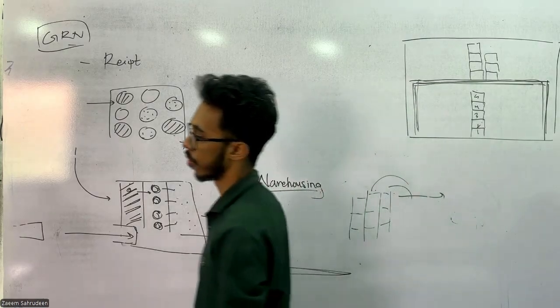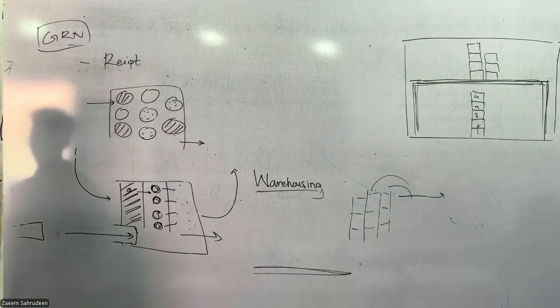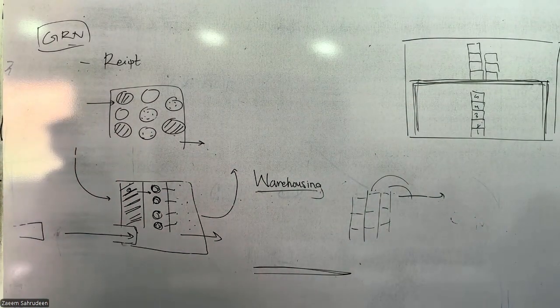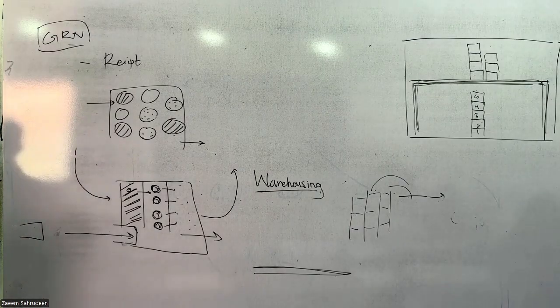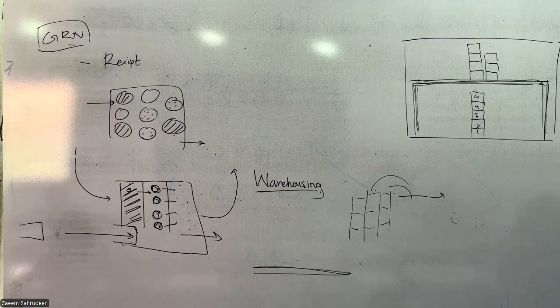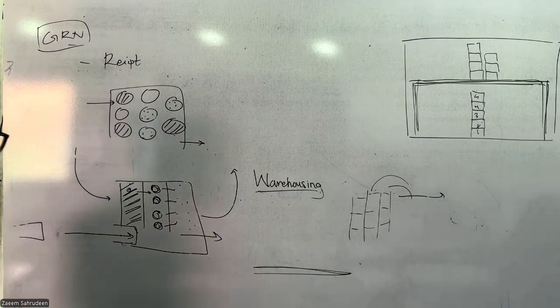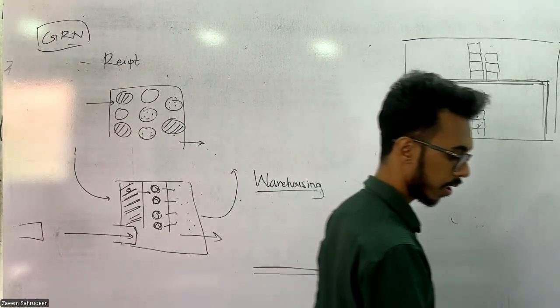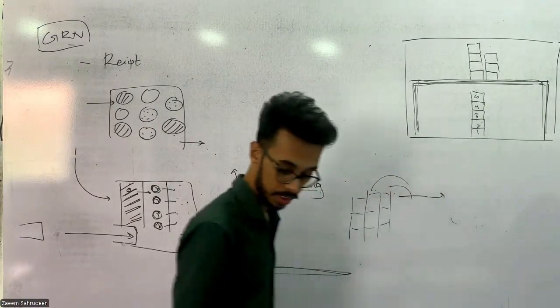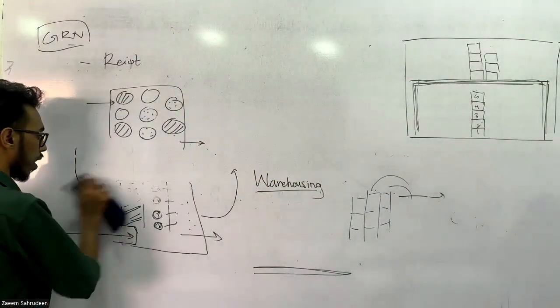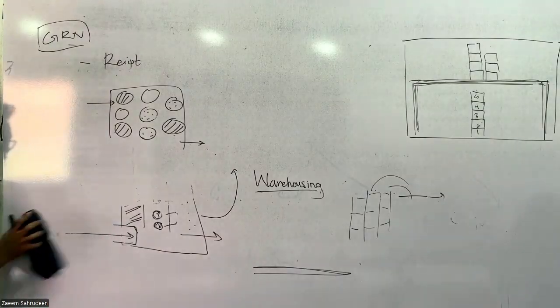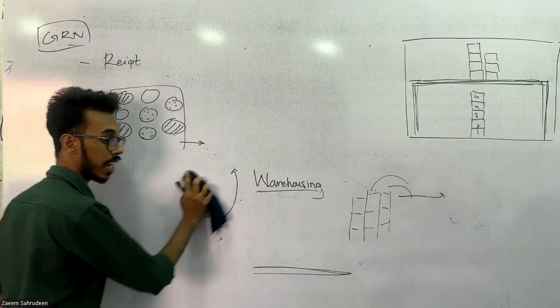And then we have to discuss the next part, that is logistics. Logistics is the planning and implementation of the efficient flow of goods, services, and information, forward and backward, from the origin to the consumption, right?